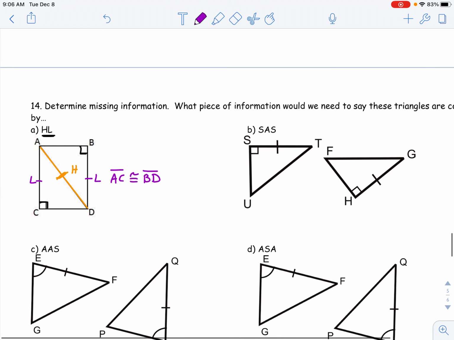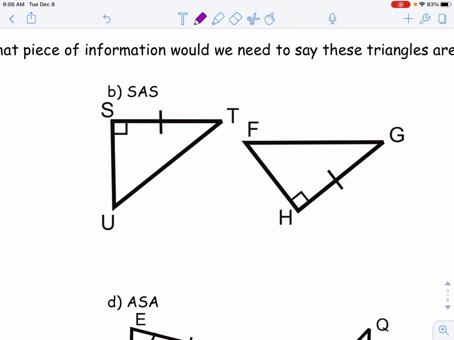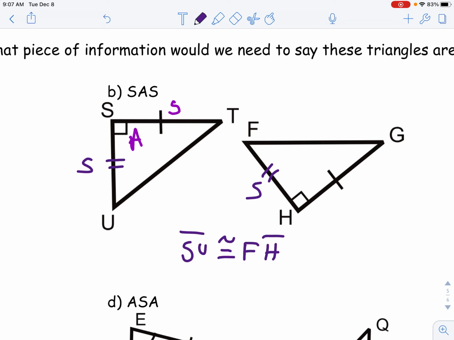All right, this next one. Yes, these are right triangles, but you don't always have to use HL when you see right triangles. You can still use other things such as side angle side. In this particular case, we have a side, we have an angle, so I need another side. And the side I pick has to make the angle included. So this would be a side, and this would be the side. So it'd be SU congruent to FH.